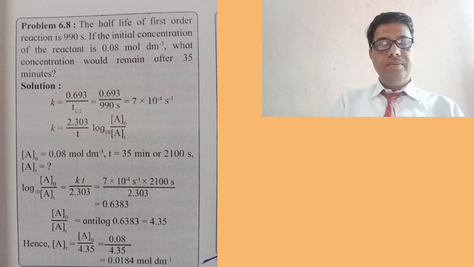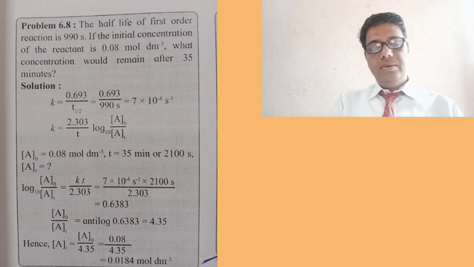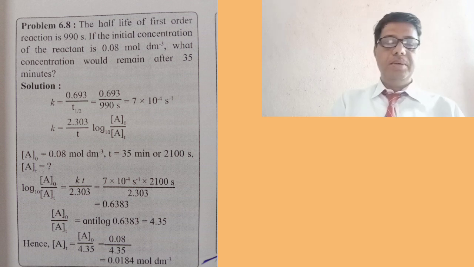Shifting 4.35 to the other side, the equation becomes At is equal to A0 upon 4.35. The initial concentration is 0.08, so 0.08 upon 4.35. Solving this by log, our solution is 0.0184 mol per cubic decimeter. A simple example.